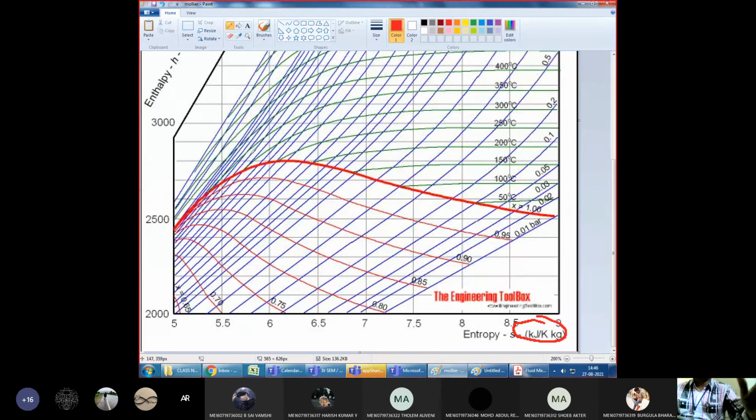Now inside we have so many lines. You can say we have constant pressure lines, constant temperature lines, constant specific volume lines, and dryness fraction lines. Now you can see this blue colored one. Sorry, these blue colored lines are dryness fraction lines.